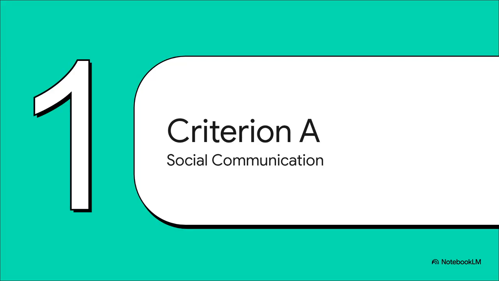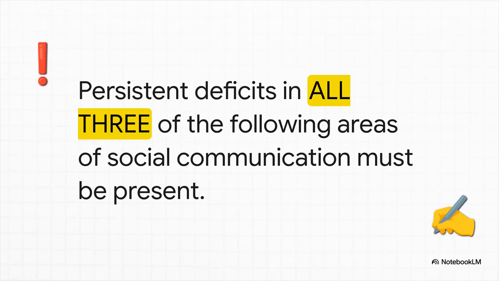All right, this first piece of the puzzle is officially called Criterion A. It's all about the social world, how a person communicates, how they connect with other people, and this part is absolutely mandatory for a diagnosis. And right away, here is a super critical detail. This is not a mix-and-match list. It's not a buffet. To meet Criterion A, a person has to show persistent difficulties in all three of the specific areas we're about to cover. Not one, not two, but all three.